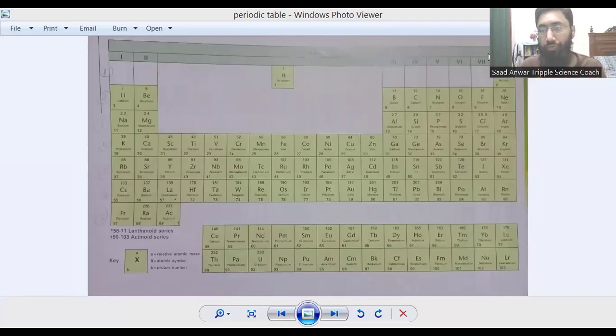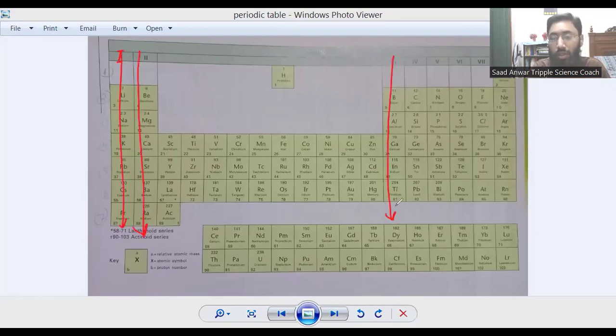So here I am going to share with you important tricks. You know, this is the periodic table. The periodic table is just a paper where elements are arranged. There are two types of arrangement. One is vertical arrangement, which we call groups. This is one group. This is vertical arrangement. This is another vertical arrangement. This is another vertical arrangement.